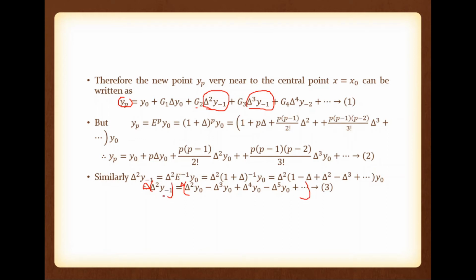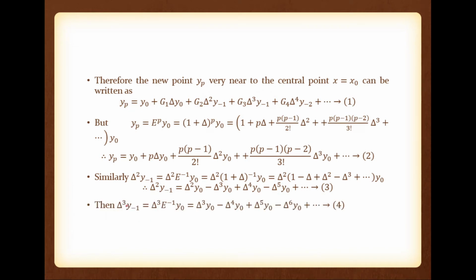So delta cube y minus 1 will become delta cube y0 minus delta raised to 4 y0 plus delta raised to 5 y0 minus delta raised to 6 y0, like that way. Or a different way you can take. I am showing another way here.